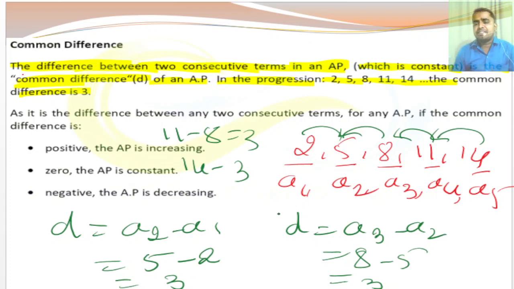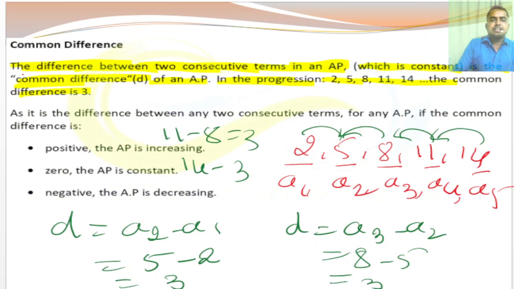If the common difference is the same, then the sequence is said to be what? Arithmetic progression. Otherwise it is not an AP. If the common difference of the given list or sequence is the same, then that sequence is called what? Arithmetic progression. Otherwise it is not an arithmetic progression.